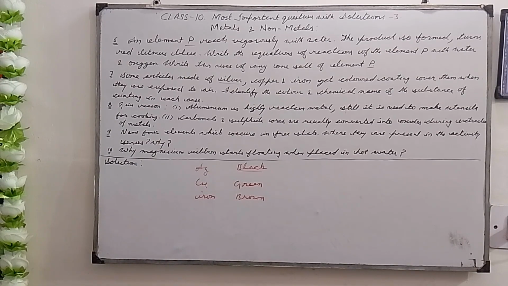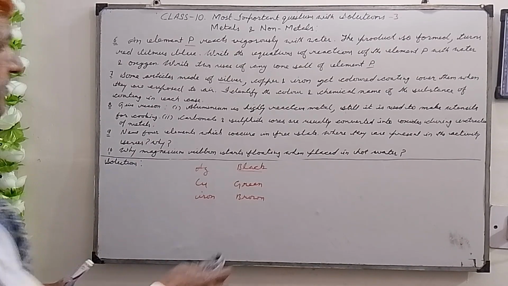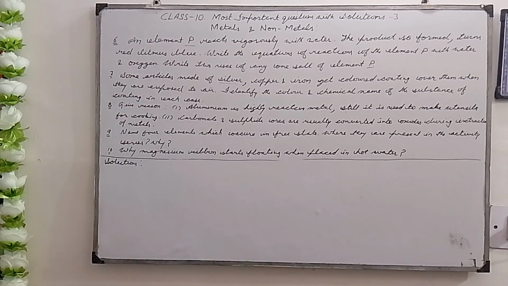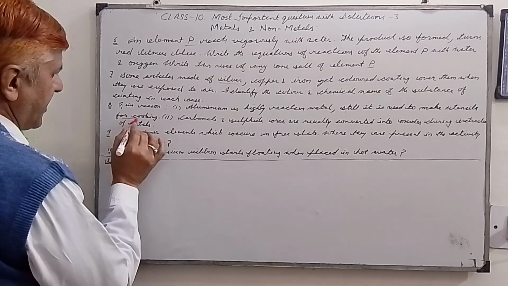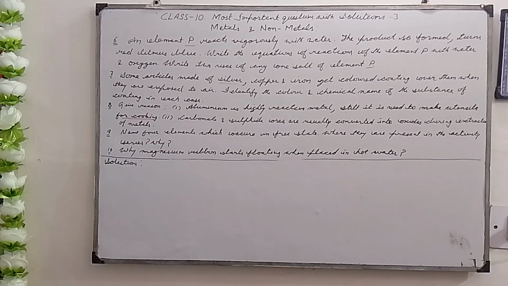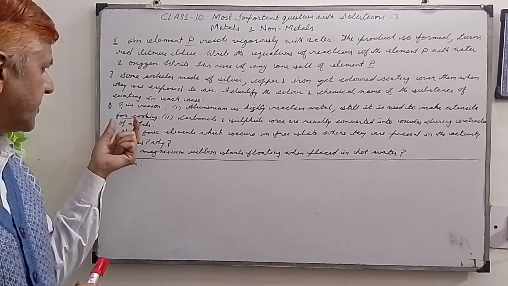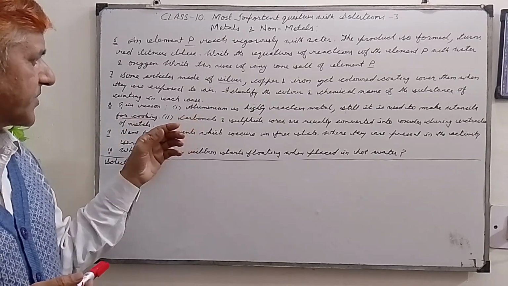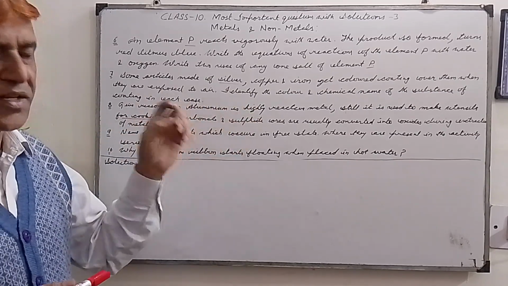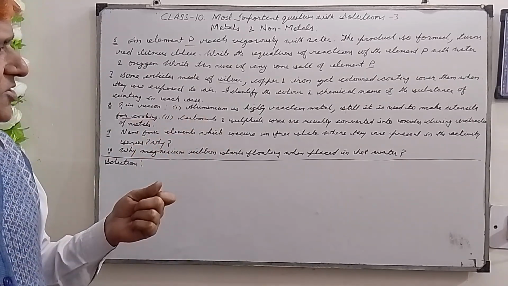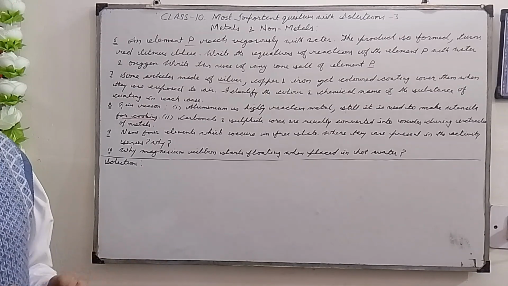Now question number 8. Give reason. Aluminium is a highly reactive metal, still it is used to make utensils for cooking. So my dear students, first of all, aluminium is a good conductor of heat, so it is used to make utensils for cooking. And aluminium is a highly reactive metal, so it reacts with oxygen. So what happens is that it will corrode.